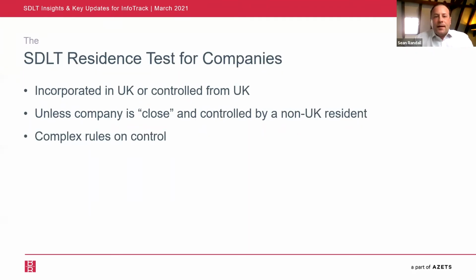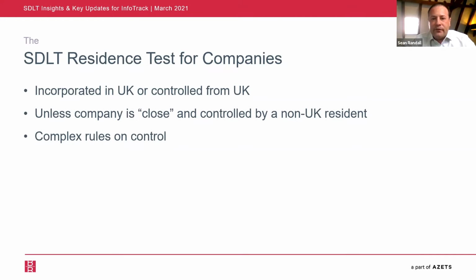Okay, for companies, well, it's initially very simple. So if the corporate buyer is either incorporated in the UK or controlled from the UK, then initially they're going to be treated as UK residents. And if they're not, they won't. And the company will be liable for the 2% surcharge.